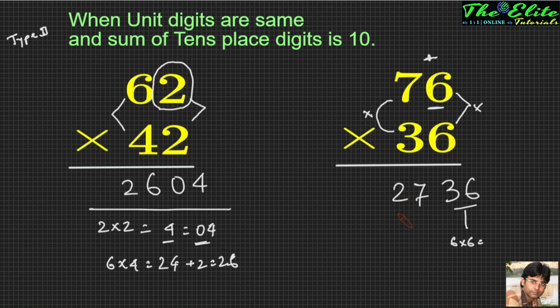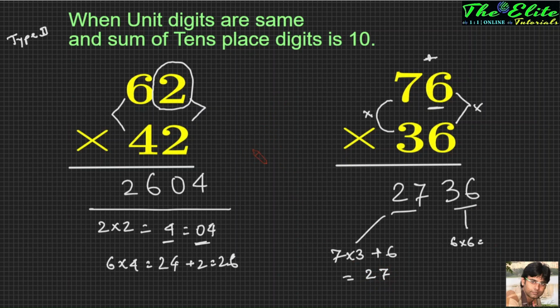For this 27, what did I do? 7 times 3, the tens place digits got multiplied, plus one of the units place digit is taken out. So it is going to give you 27. This gave you 36 and this gave you 27. That's it. It's very easy.